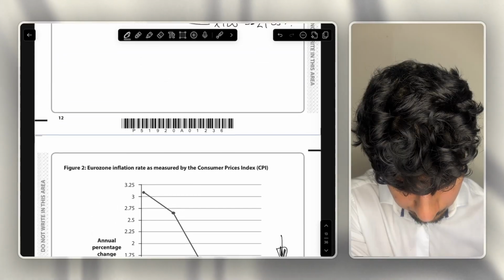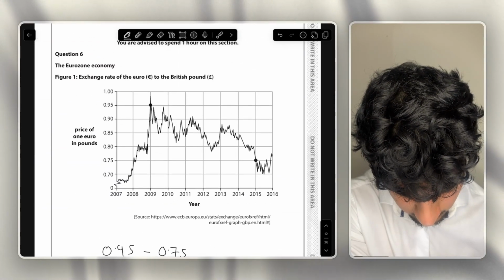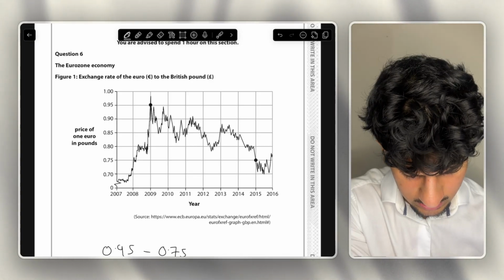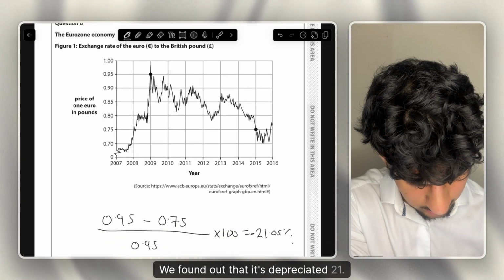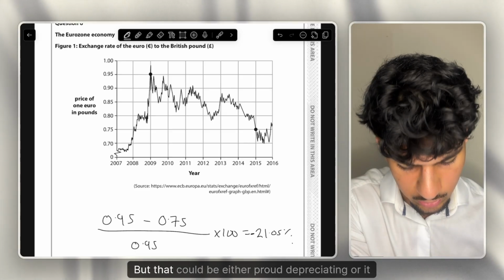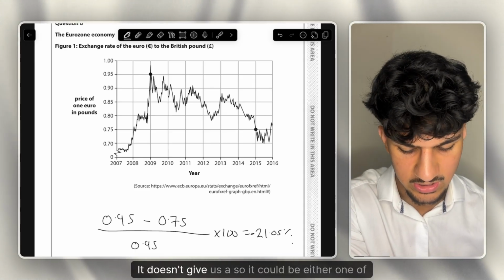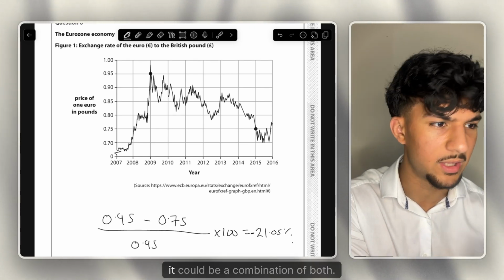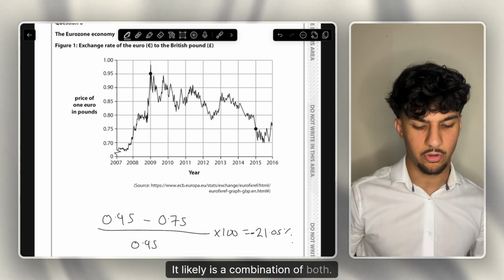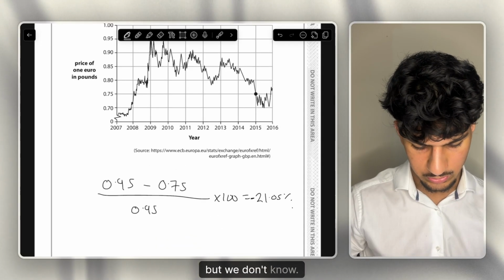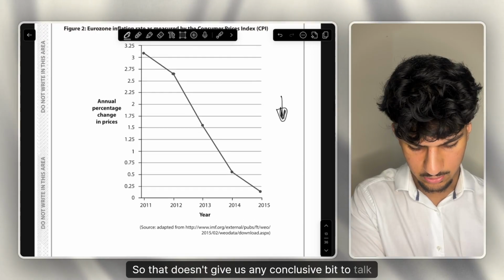Now figure 1 doesn't tell us much. Figure 1 tells us the price of the euro relative to the pound. We found out that it's depreciated 21%, but that could be either the pound appreciating or the euro depreciating. It could be both, a combination of both. It likely is a combination of both, but we don't know, so that doesn't give us any conclusive point to talk about.